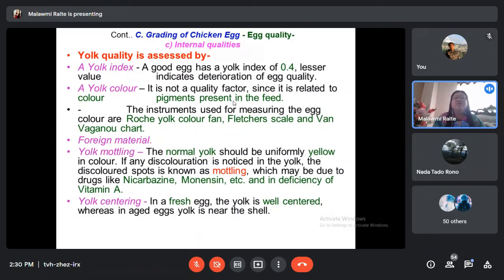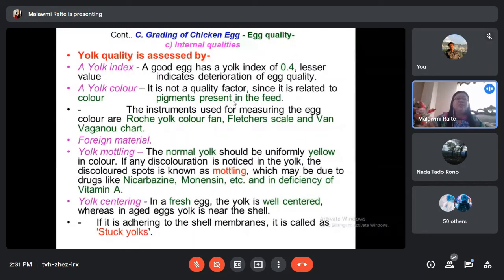So in the fresh egg, the yolk is well centered, but when the egg becomes aged, as I have said, the albumin becomes loosened, it will become watery, then the thin albumin will be more, and at that time it will let the yolk move here and there. Okay, and if the egg is too old, then it will let the yolk attach to the shell membrane. It might be adhering to the shell membrane. So that term is called stuck yolk. You got my point. Yolk centering is when the yolk is at the center. But when the yolk is adhering to the shell membrane, it is called stuck yolk.